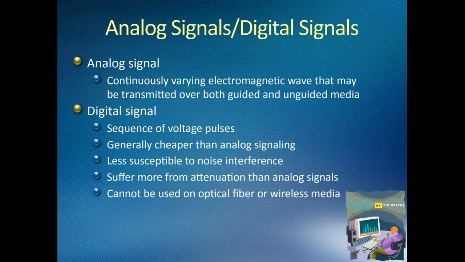Digital signal is a sequence of voltage pulses. Generally cheaper. Digital signal is more efficient, cheaper, and less susceptible to noise interference. These are all advantages of digital signal. However, it suffers more from attenuation than analog signal. It cannot be used on optical fiber or wireless media. You have to know that your Wi-Fi is using analog signal. Fiber is using analog signal. But because the fiber is very fast, it's okay.